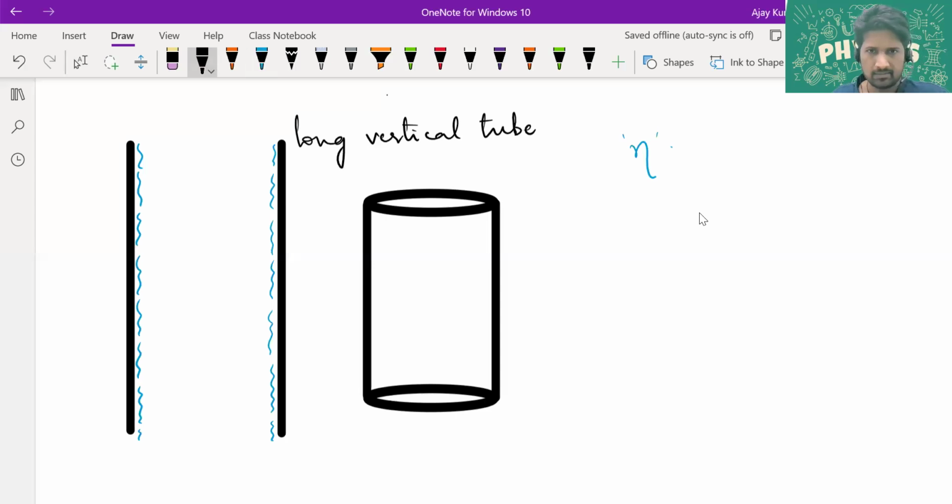Now consider a cylindrical object. Object's density is rho. The radius of this cylindrical object, take it as small r. And the radius of this long tube, let's assume it is capital R. Obviously, capital R is greater than small r, so the cylinder can fit inside that tube. And the length of this cylinder, let it be L. If you know length and radius, you can tell its curved surface area and all those things. You can even tell its mass because you know the density as well. It's a solid cylinder.